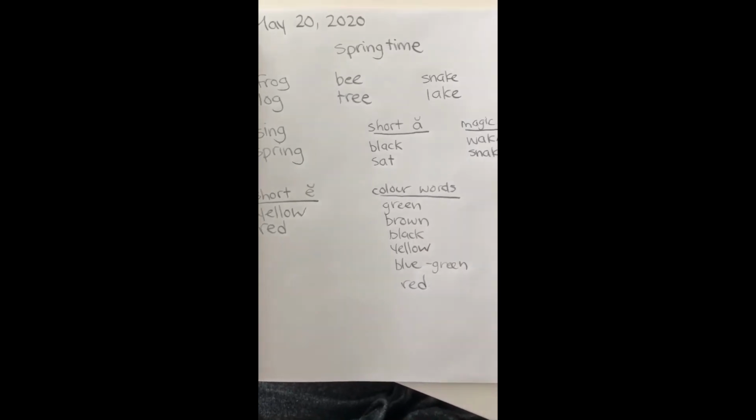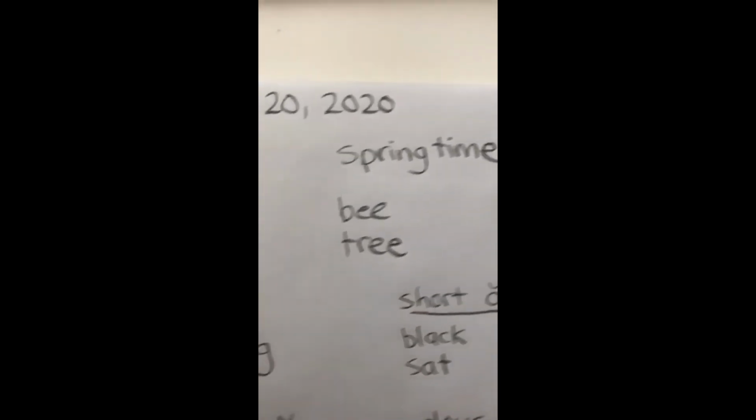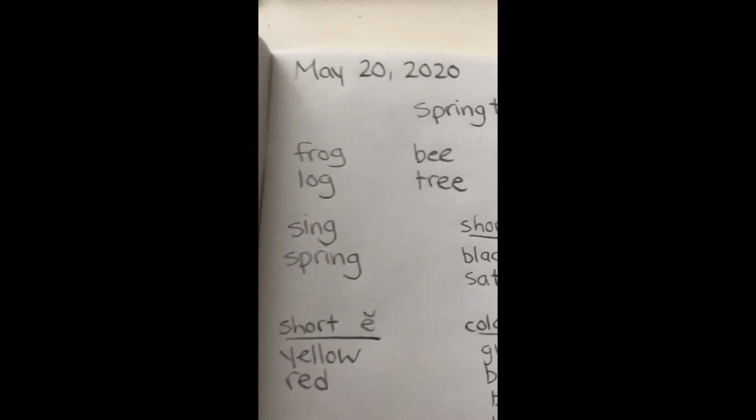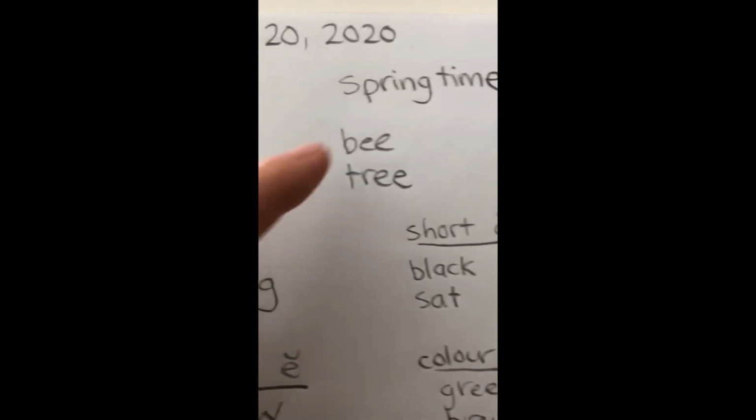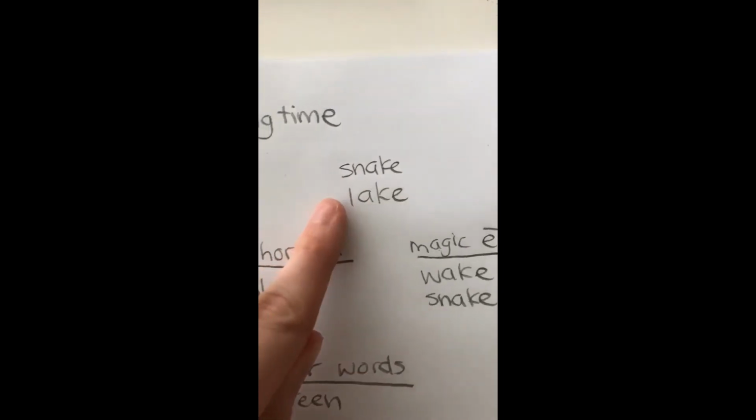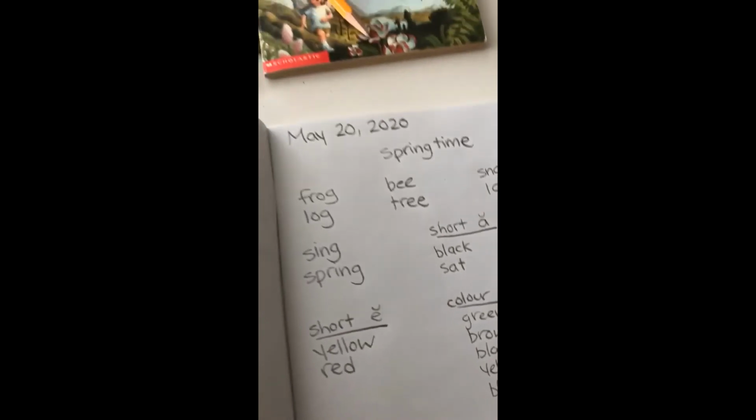Okay, so I'm going to show you what I wrote down from the poem. And so you can see I have the date at the very top here, and I have the title here. And then first, my question was to find words that rhyme. So here I wrote down frog and log, bee and tree, snake and lake, and sing and spring. So did you get those ones too?